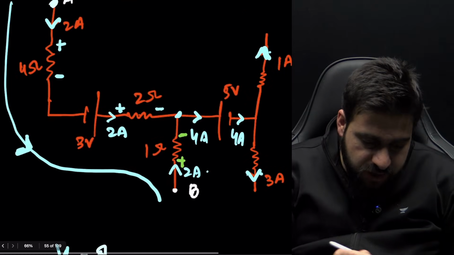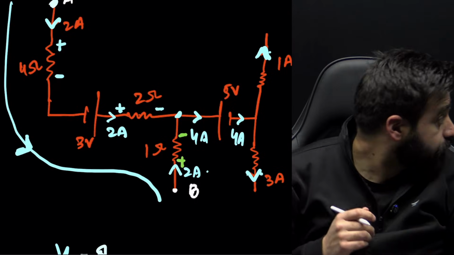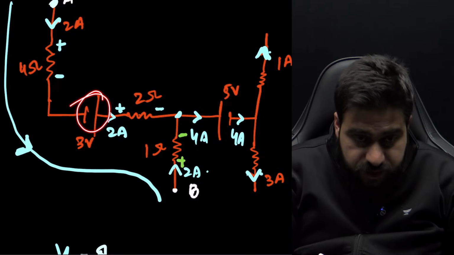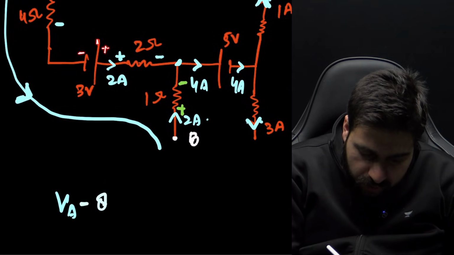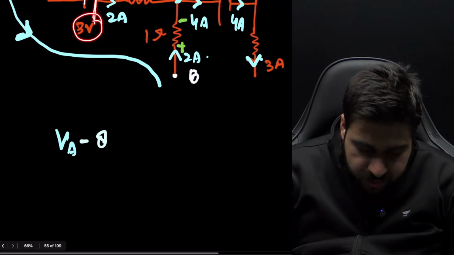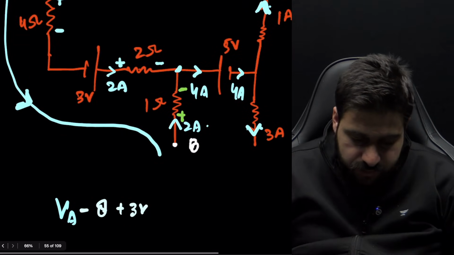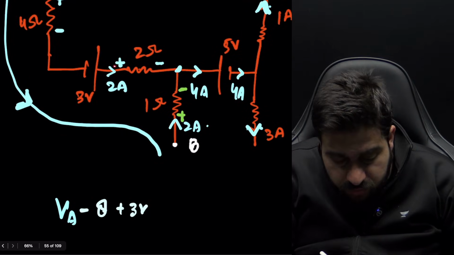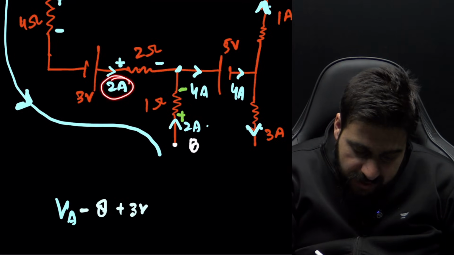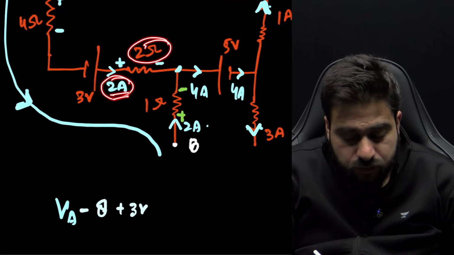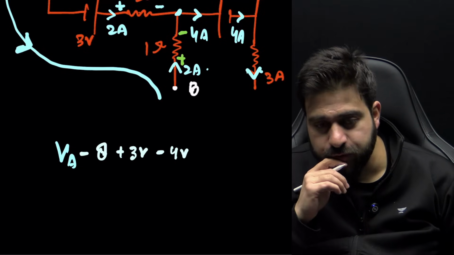Then, my dear NEET aspirants, listen carefully. Then you reach here. Here you are going from negative to positive. This is higher, this is lower, in case of battery. So when you move from lower to higher, you will be taking plus 3 volts. Then come here. You are moving from higher to lower in this case, that is I into R. I is 2, R is 2. 2 into 2 is 4. So I'll be writing minus 4 volts, because you move from higher to lower.